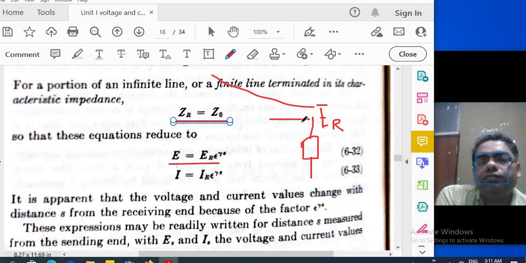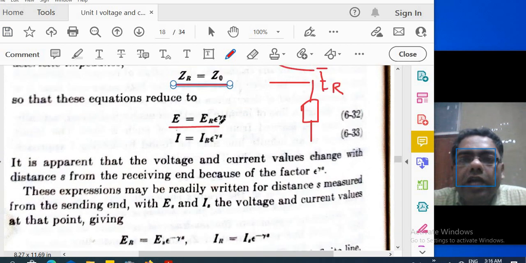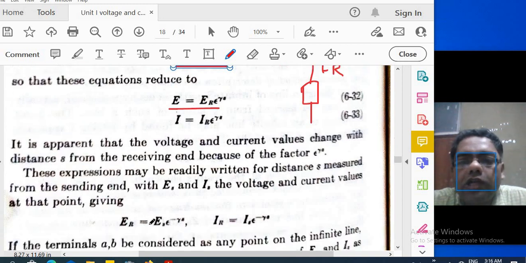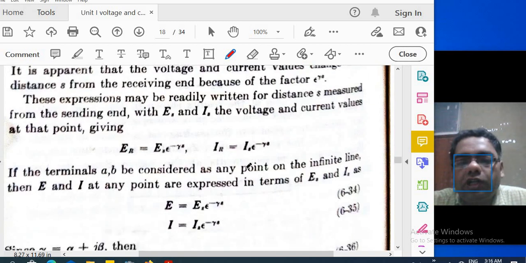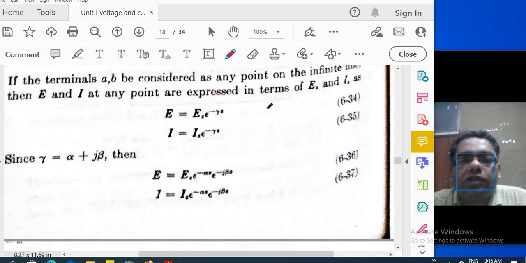Obviously from the source end the voltage will be more. As we go towards the load, the voltage will keep on diminishing. So the only point to be noted is the distance from the load end. We can write E equals ER e to the power gamma s, or ER equals ES e to the power minus gamma s. Like this we can write IR equals IS e to the power minus gamma s. Now this gamma is known as the propagation constant of the wave, and it is a complex quantity.